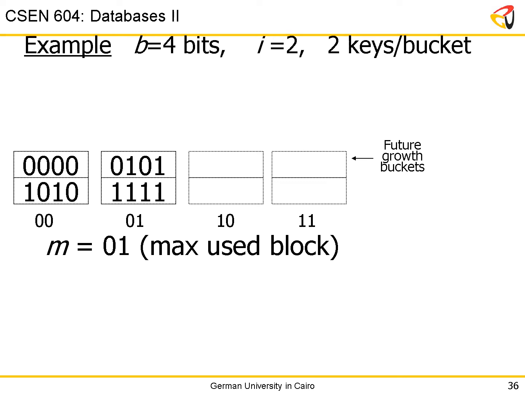Okay? Even though I is equal to 2, M is 0 1, which means currently I have actually got all the way till bucket number 1. So I got bucket number 0 and bucket number 1. I didn't get bucket number 2, which is 1 0, and I didn't get bucket number 3, which is 1 1.